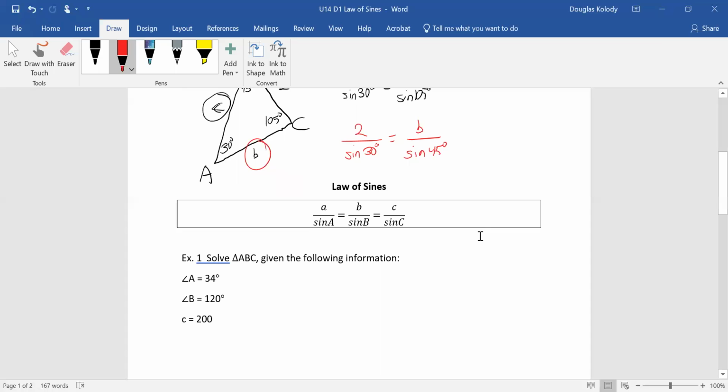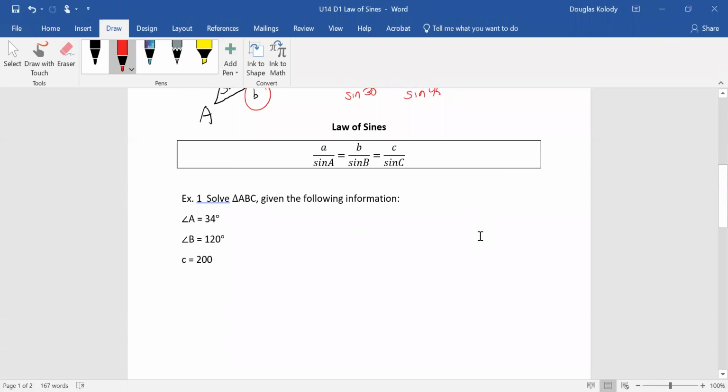All righty, let's get to 3 examples. We're going to solve triangle ABC given this following information. We know that angle A is 34 degrees. We know that angle B is 120 degrees, and we know that side c, I'm sorry, is 200. 200 what, Mr. Colodi? Well, doesn't matter. Feet, inches, meters. So let's draw ourselves a triangle right here. I'm just going to draw it up here in this open space.